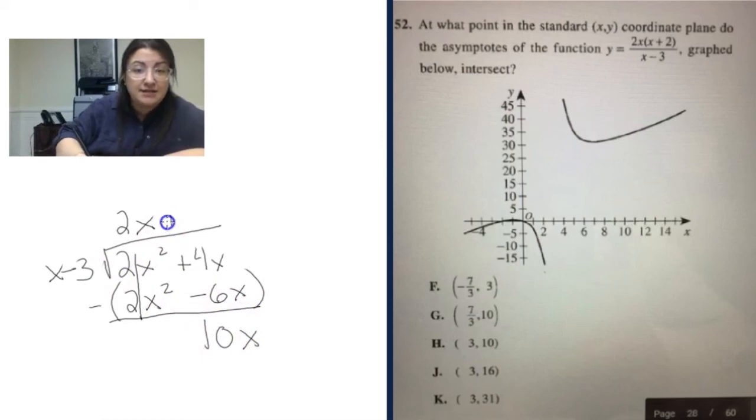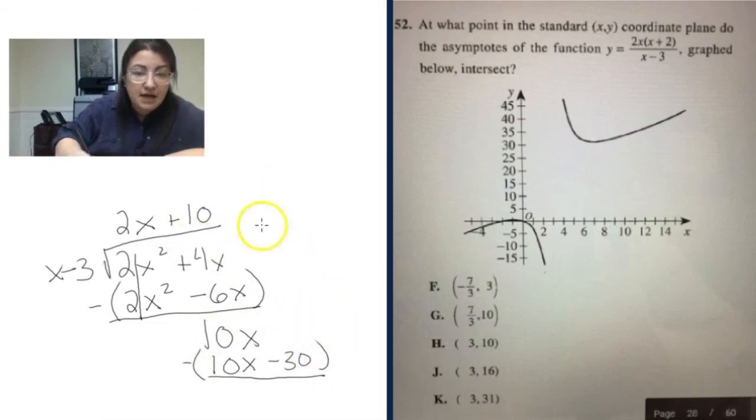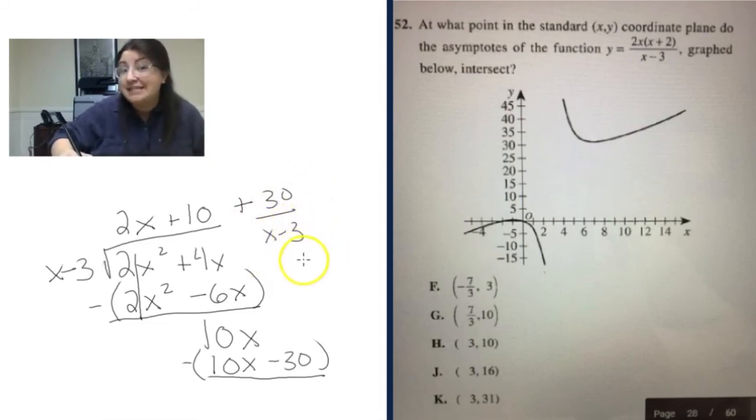10x divided by x gives us 10, and then we multiply this 10 by both values here. We get 10x minus 30. Subtract both values, and we're going to end up with 2x plus 10 with a remainder of plus 30. This remainder is actually not going to be very important. As x gets larger and larger, this value is going to actually kind of disappear.